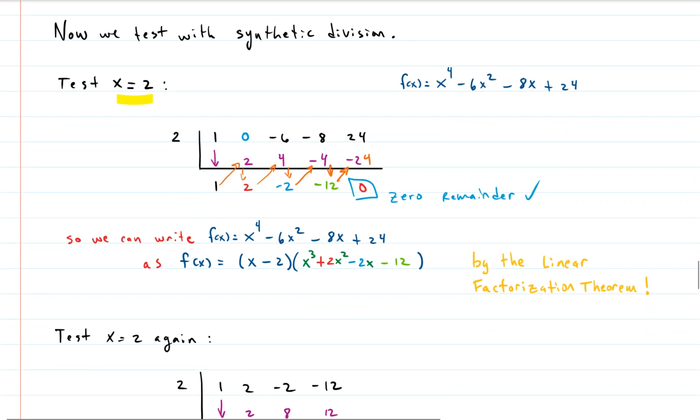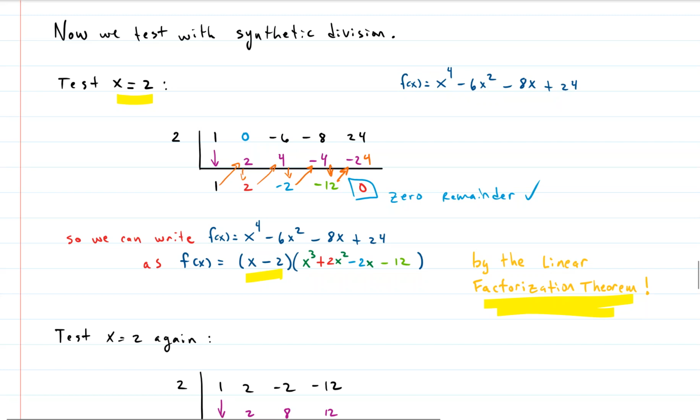So the linear factorization, here's the bonus that I told you we were going to throw in. The linear factorization theorem says that anytime we know that we have a root, we can factor out an x minus that root from our polynomial. So I just did it. X minus 2, so our root was 2, so x minus the root would be x minus 2, is going to be a factor of the polynomial.